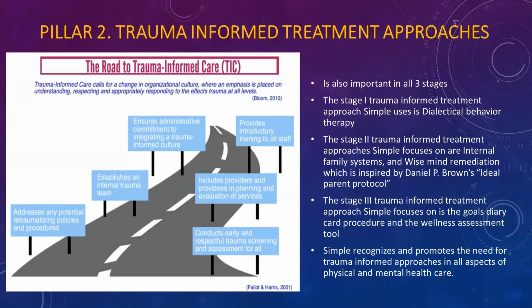Pillar 2, trauma-informed treatment approaches. With the increasing awareness of attachment and trauma spectrum disorders, approaches that specifically target their treatment are being developed. These include EMDR, somatic experiencing, sensorimotor psychotherapy, the comprehensive resource model, internal family systems therapy, and tension, stress, and trauma release. Trauma-informed treatment approaches are important in all three stages of trauma therapy.